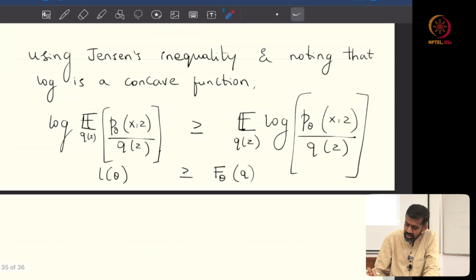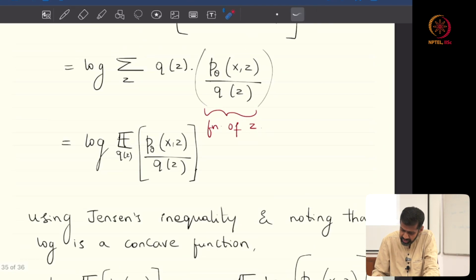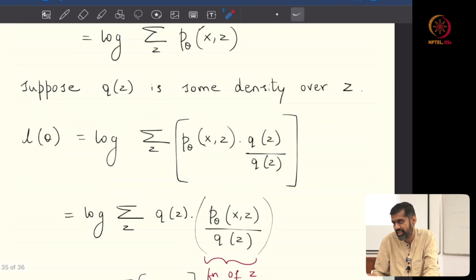Is Q of Z a probability mass function on Z? Depends on the choice of z, no. If you make your z a continuous random variable, then it is a density function. If you make it a discrete random variable, it is a mass function. In this case, it is a mass function.